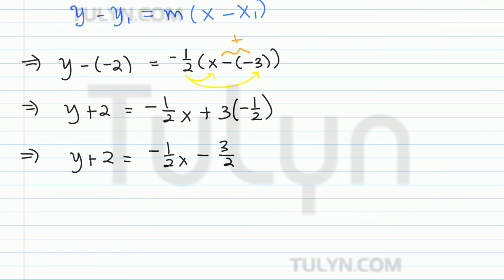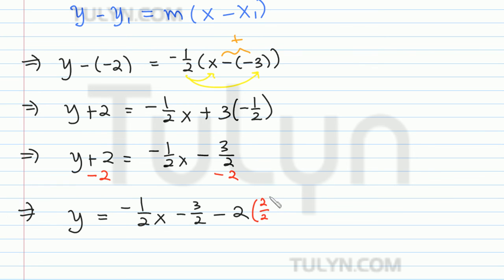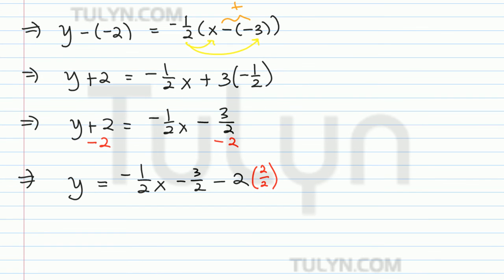And now, since we write our answer in slope-intercept form, we want to subtract a 2 from both sides of the equation. So what are we left with? We're left with y is equal to -1/2 x minus 3/2 minus 2. And we want to combine these two numbers, right? So we want to get them under a common denominator, which is 2. So in order to do that, we multiply the last term, 2, by 2/2. So then our new equation becomes y is equal to -1/2 x minus 3/2 minus 4/2.